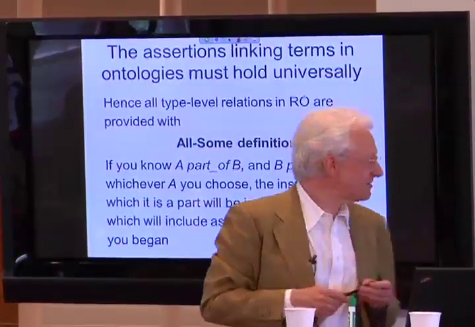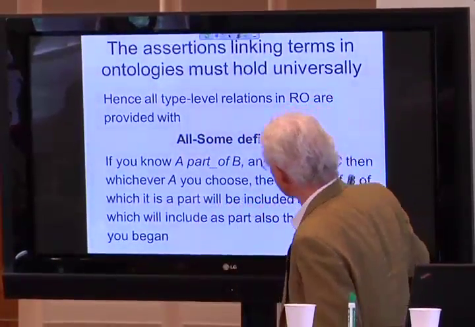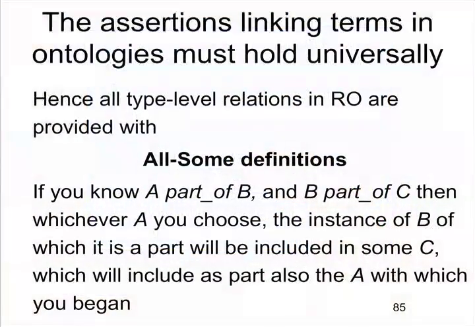Now, it's important that if you're building an ontology, then if you assert relations which form the edges connecting the nodes in the ontology, then these relations have to hold universally. So this is why we say all-some. And the reason for that is because we want transitivity.